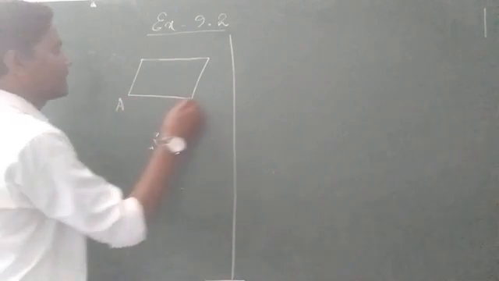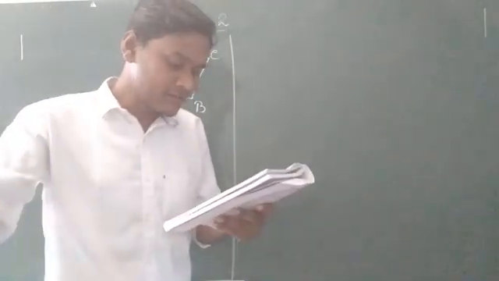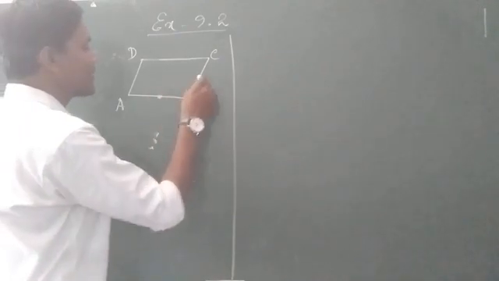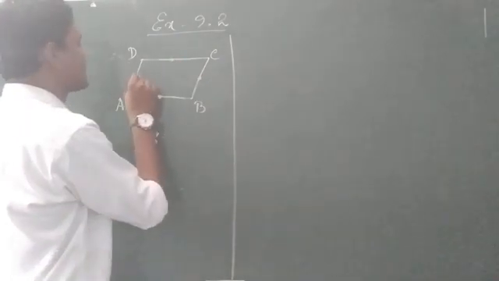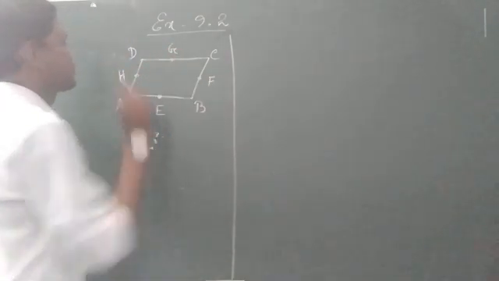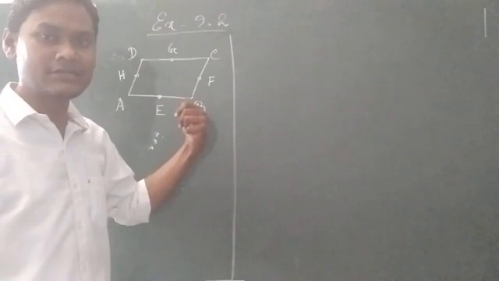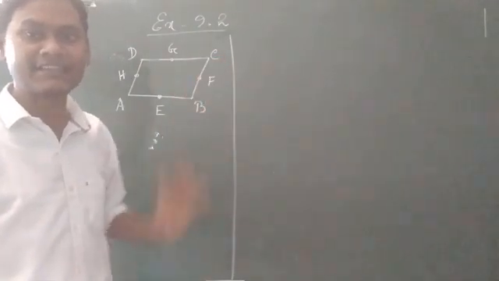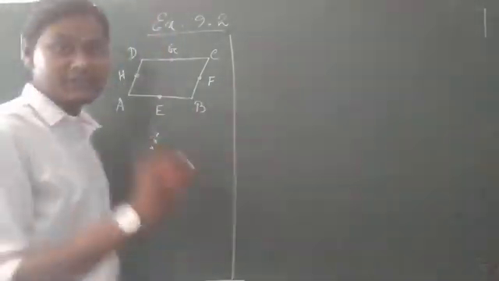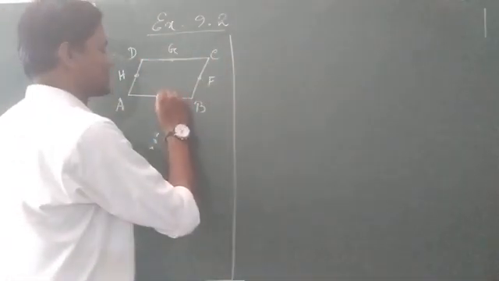ABCD is a parallelogram in which the midpoints are given. E, F, Z, H are the midpoints of the sides of parallelogram ABCD. So what to prove? Area of EFZH. I have to join all the 4 points to get EFZH.